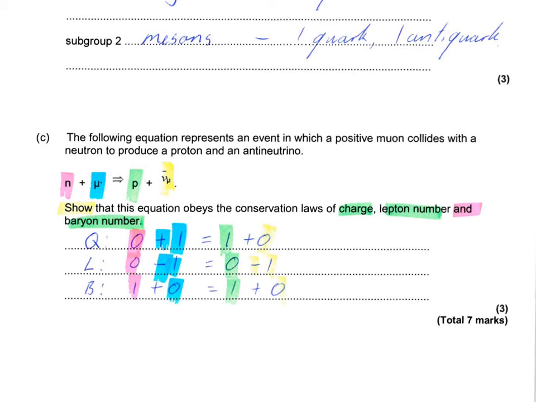And then finally looking at baryons. So the neutron baryon number 1, the mu plus baryon number 0, the proton baryon number 1, and the anti-muon neutrino baryon number 0. So I've got 1 plus 0 equals 1 plus 0. Yep, that is also showing conservation. Again, that whole question was based on you knowing the basic facts about these particles, so you can do things like the conservation law checks. So that's the Particles Homework Booklet, question 19.